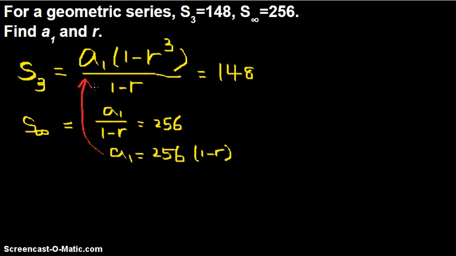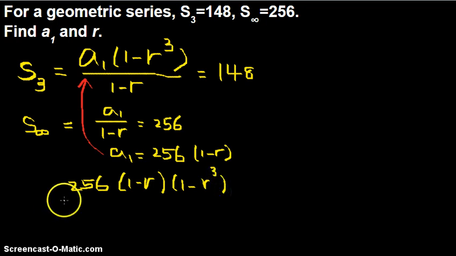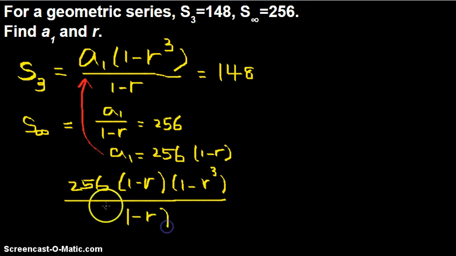Let's see what we have. So I have 256, 1 minus R, that's my A1, multiplied by 1 minus R cubed, and the whole thing over 1 minus R. I'll put them in parentheses, so that's easier for us to see.